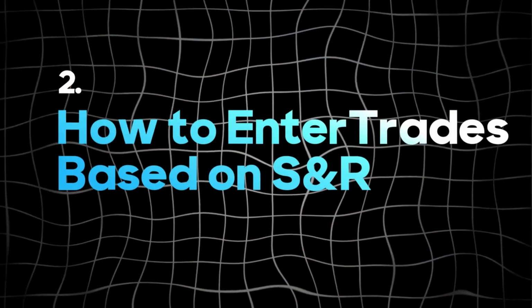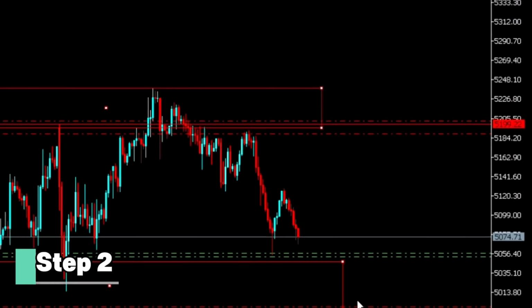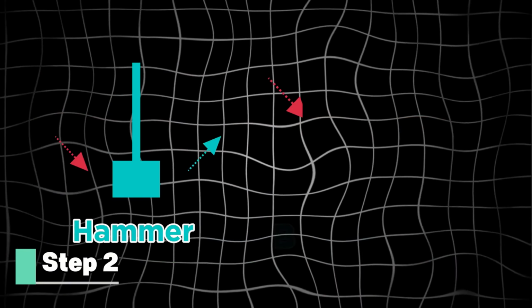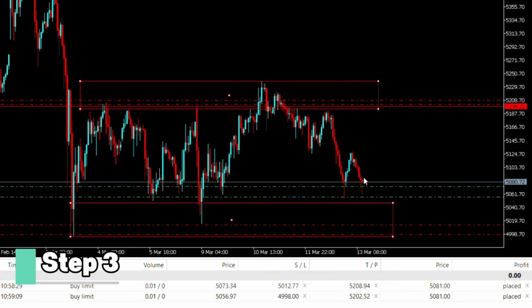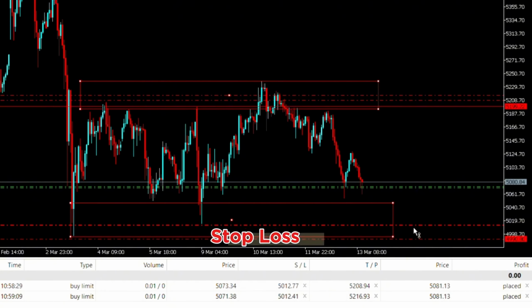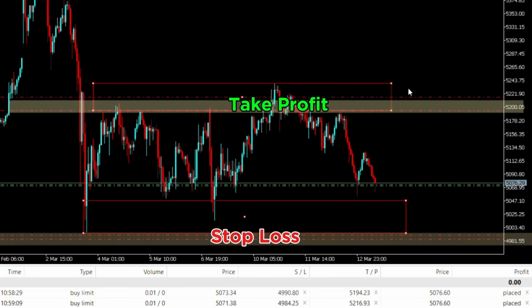2. How to enter trades based on support and resistance. Step 1. Wait for the price to reach a support or resistance zone. Step 2. Look for a confirmation candlestick. For example, if price touches support, look for a hammer or a bullish engulfing candle. Step 3. Place the trade. Entry: enter the trade right after the confirmation candle closes. Stop loss: place it slightly below the support level to avoid being stopped out by minor price spikes. Take profit: target the next support or resistance level.